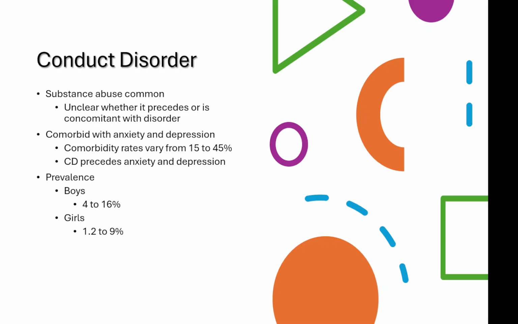Substance use often becomes prevalent in children with conduct disorders as they age, although it's unclear whether substance use precedes the disorder or occurs simultaneously with it. Conduct disorder is also commonly comorbid with anxiety and depression, and the conduct disorder typically develops before anxiety or depression. The prevalence of conduct disorder, again, is higher in boys compared to girls, with rates ranging from 4 to 16% in boys, whereas we get about 1 to 9% in the general population.